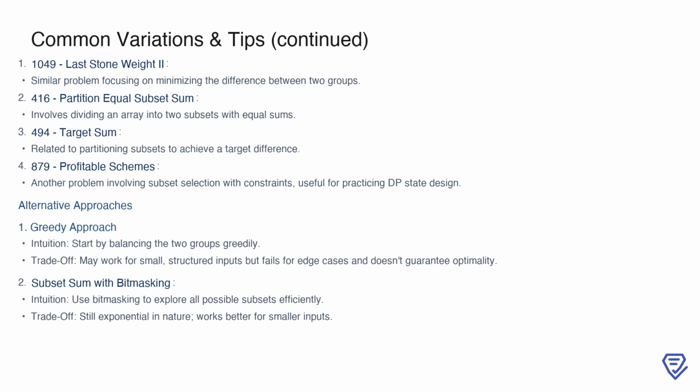Beyond these, alternative approaches can also be explored. A greedy method, for instance, might involve balancing the two groups in a straightforward way. However, while this can work for small or structured inputs, it doesn't guarantee optimality and often fails for edge cases. Another option is using subset sum with bit masking, which efficiently explores all subsets. While still exponential in complexity, this method performs better for smaller inputs.